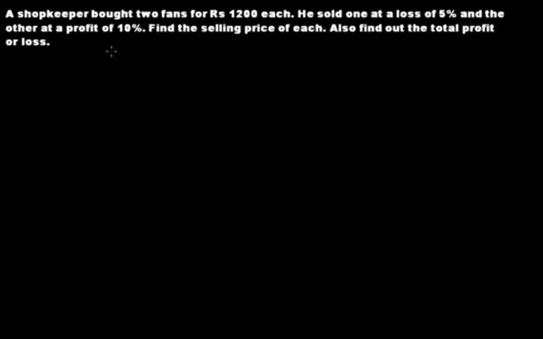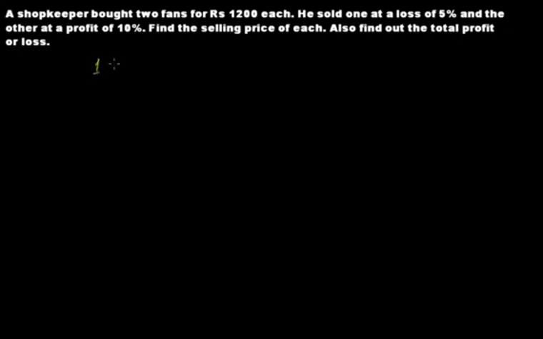We have another problem here, and in this case the problem says a shopkeeper bought two fans for rupees 1200 each. He sold one at a loss of 5% and the other at a profit of 10%. Find the selling price of each. Also find out the total profit or loss. Okay, so it says that you bought two fans.